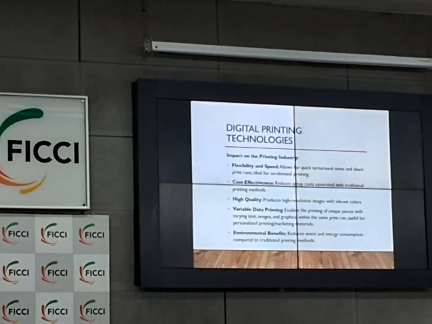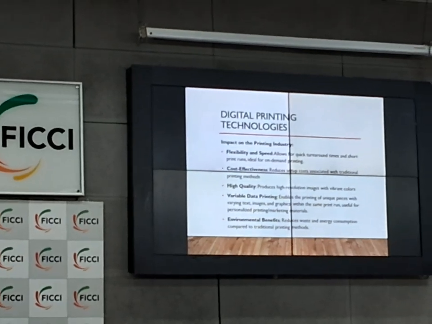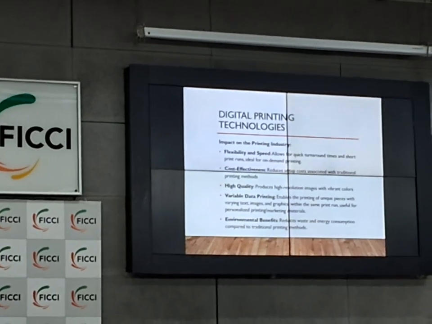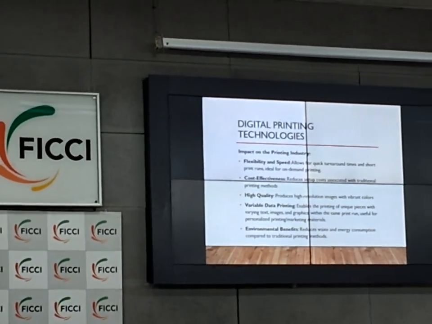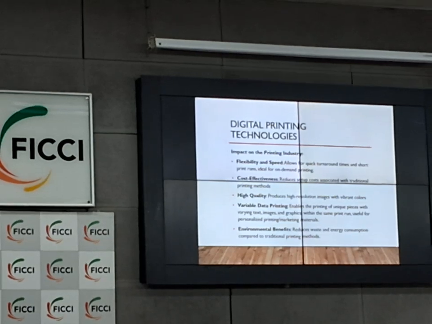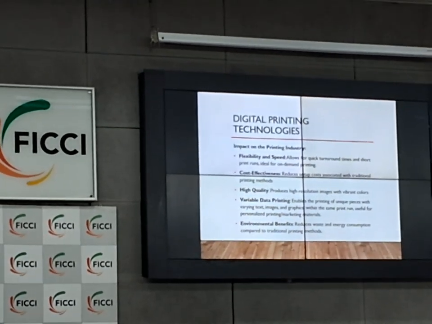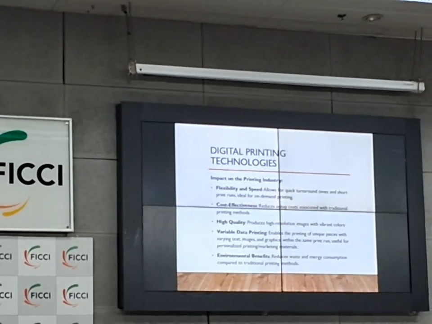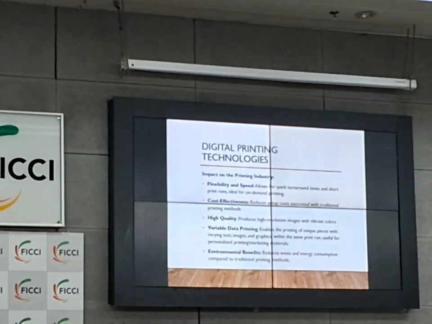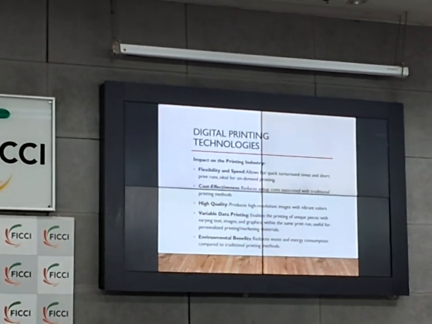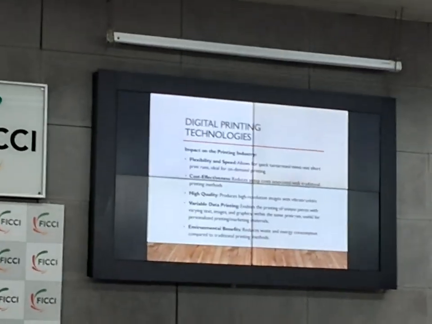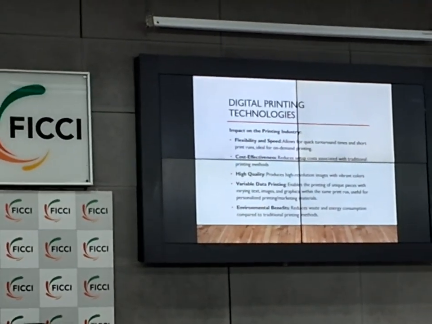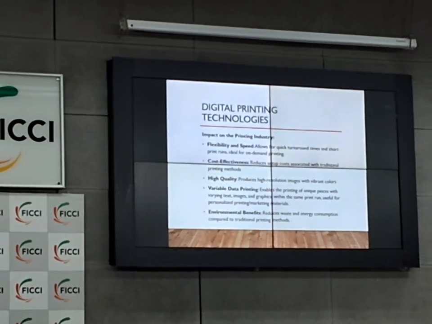So the impact on the printing industry: it has flexibility, speed, cost effectiveness, because nowadays this digital printing is mainly being used for short length printing, because offset printing gives a less cost per unit production, whereas the digital printing is comparatively higher. So in that case, we have to decide whether we have to save cost or we have to save the time. And it gives good quality printing, and there are some other advantages.